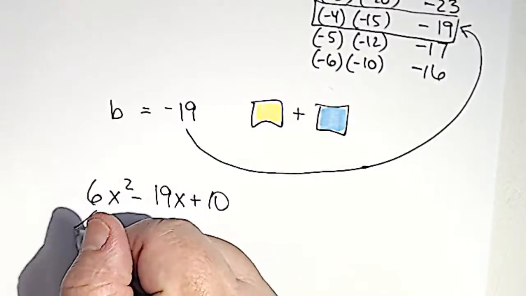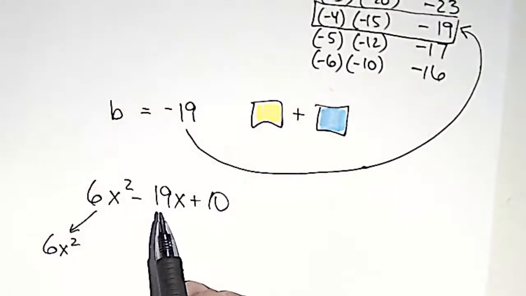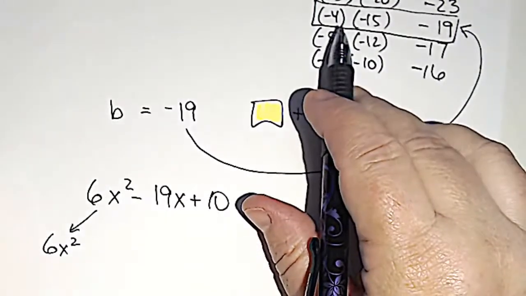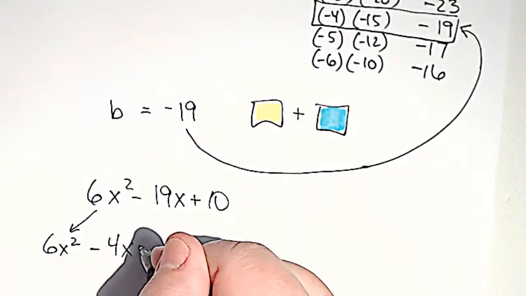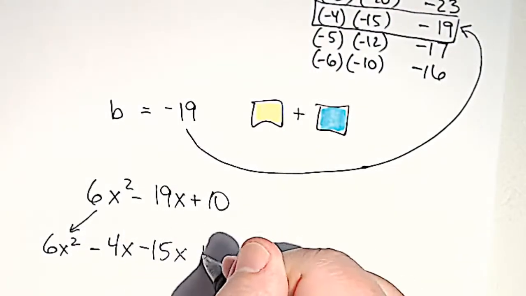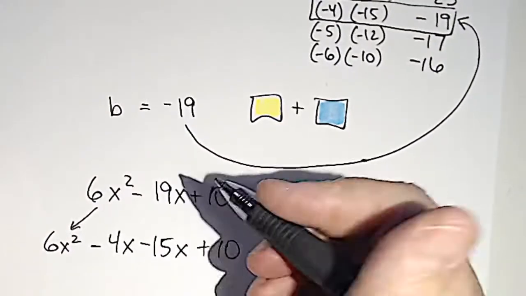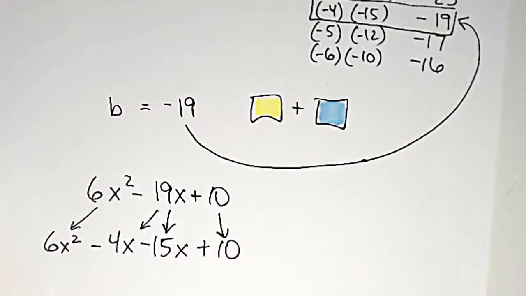What I'm going to do is spread it out. The 6x squared goes over to the left. In place of negative 19x, I'm going to put in, right from up here, negative 4 and negative 15, so minus 4x minus 15x plus 10. Okay, so here's the 10, and the 19 has split into two pieces.